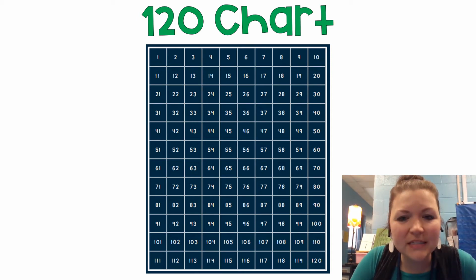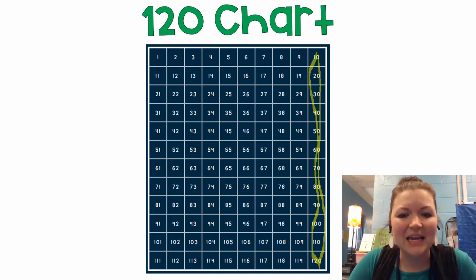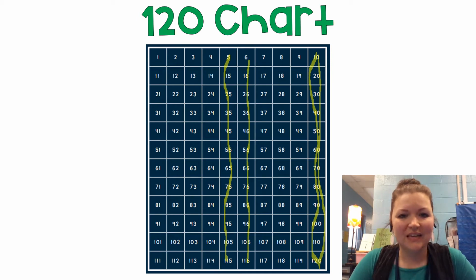When it goes down vertically, you see this right here? It's counting by tens. So look, 10, 20, 30, 40, 50, 60, 70, 80, 90, 100, 110, 120. So that's a pattern right there because it's counting by tens. It counts by tens all the way down each column. That means that there's 10 numbers in between each one of these. So you don't just have to count by tens over here on the end. You can count by tens anywhere on the 120 chart.